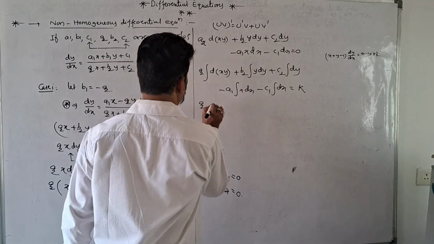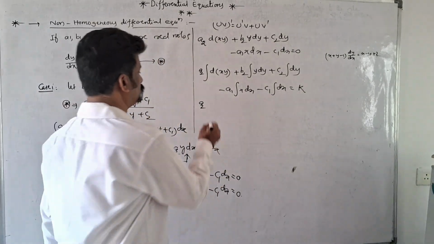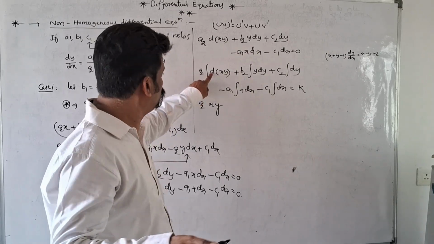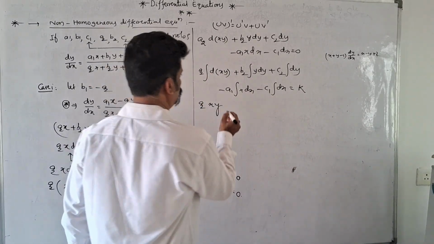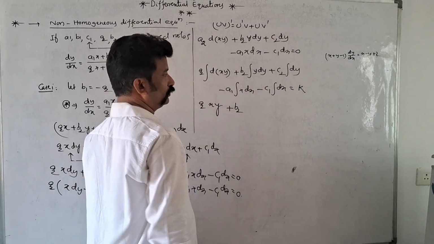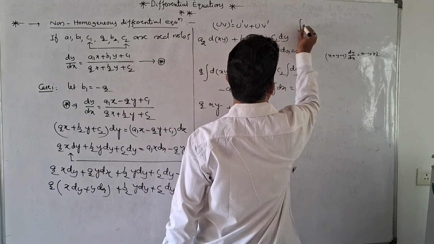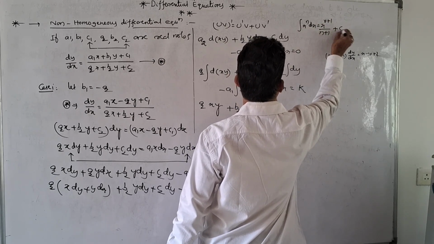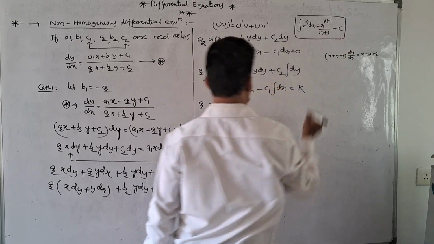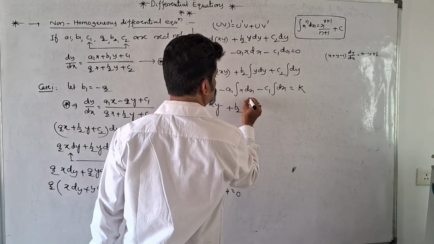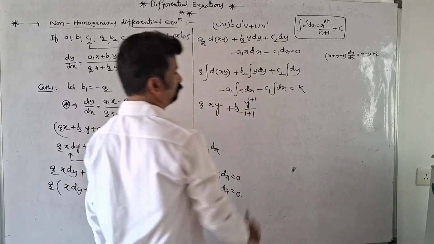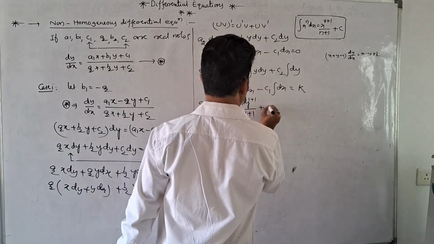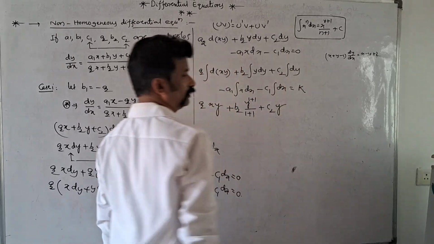Now here a2 into integration of the derivative of xy is equal to xy. Why? Because integration means anti-derivative, so the derivative and integral cancel. So xy plus b2 into, we have the formula, integration of x to the power n into dx is equal to x to the power of n plus 1 by n plus 1. Apply the formula: y to the power of 1 plus 1 by 1 plus 1. This is completely a y function. Plus c2 into y, integration and derivative cancel.